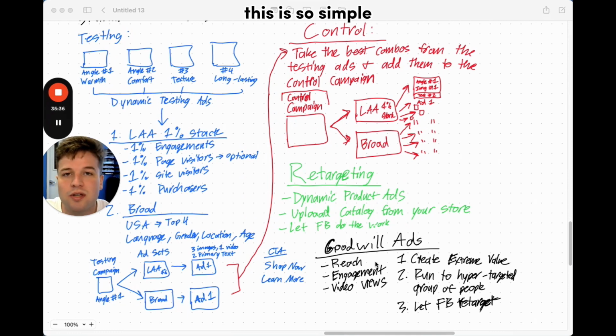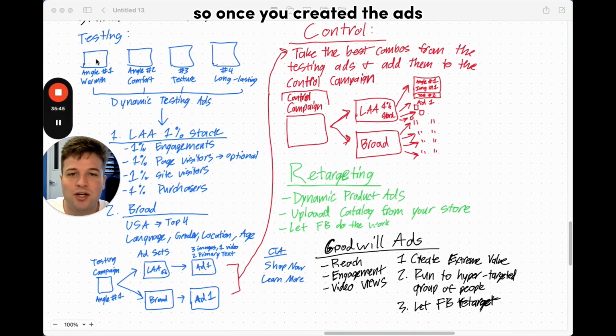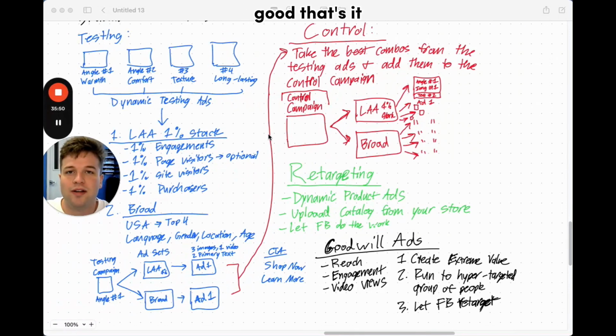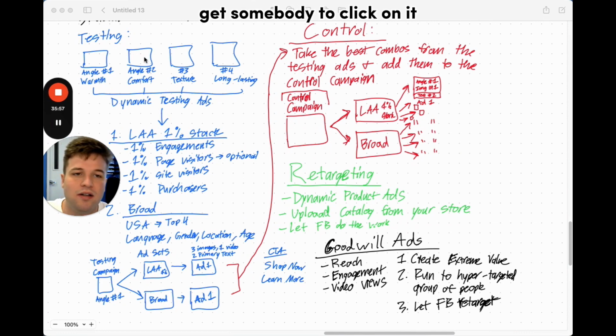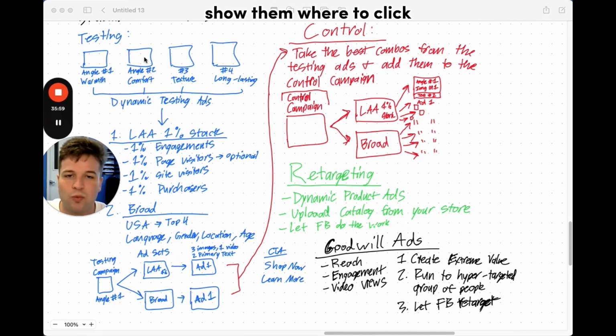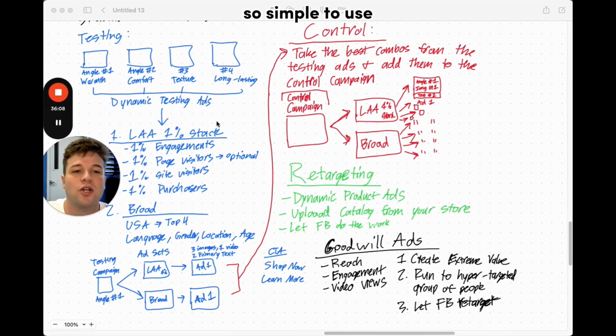Okay, this is so simple. It's very easy stuff. The hardest part about this is literally creating the ads. Once you've created the ads, the only goal here is to get a click. So once you've created the ads, just run it to these audiences and then you're good. That's it. Let Facebook take the wheel and do the rest. Okay, once you've done the ads, the only goal of the ad is to get somebody to click on it. So you just have to get their attention, show them where to click, run it to these audiences, and boom, you're done. After you've created the ads, it's literally just clicking buttons right here. You don't have to type anything in. It's awesome. Okay, Facebook is so simple to use.